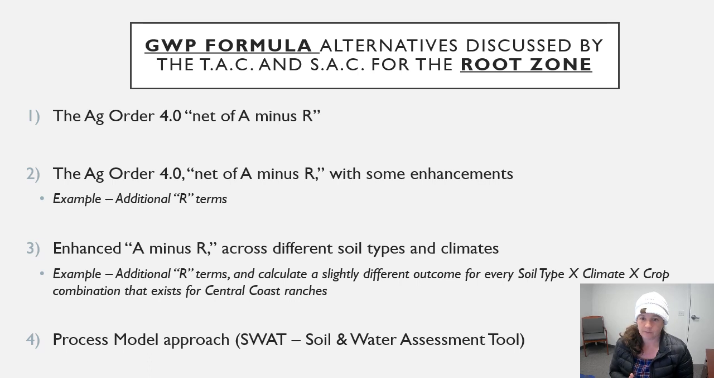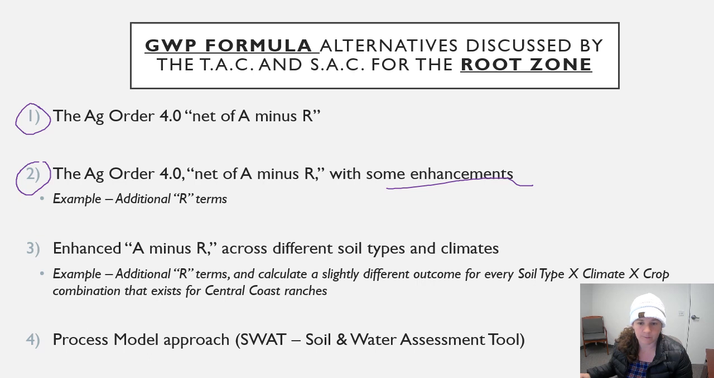Some alternatives for the root zone piece of this formula that have already been discussed by our technical advisory committee and our stakeholder advisory committee were 4 different approaches. Number 1 here is the existing Ag Order 4.0 approach, net of A-R. We also talked about maybe doing net of A-R with some enhancements, so additional R terms, maybe denitrification in the root zone, which is not currently in the A-R equation.